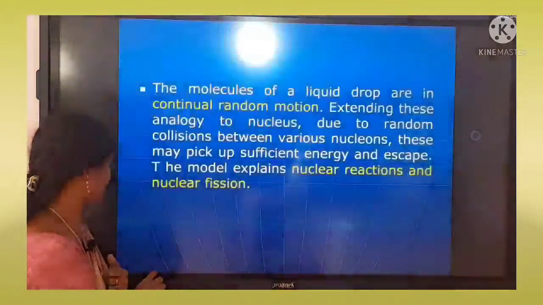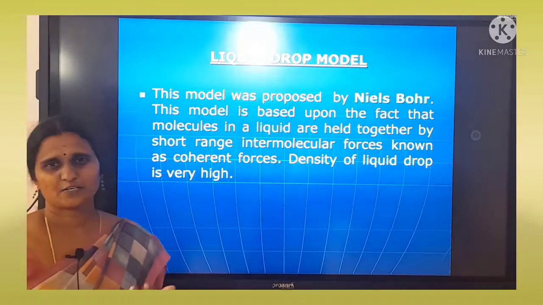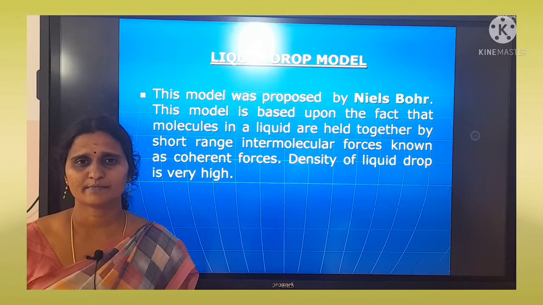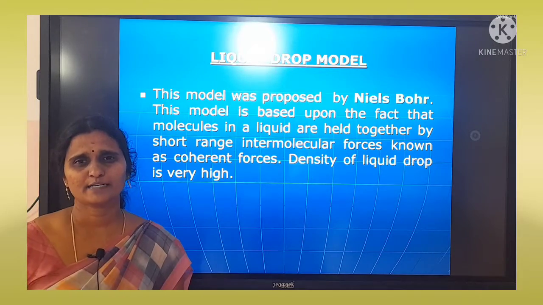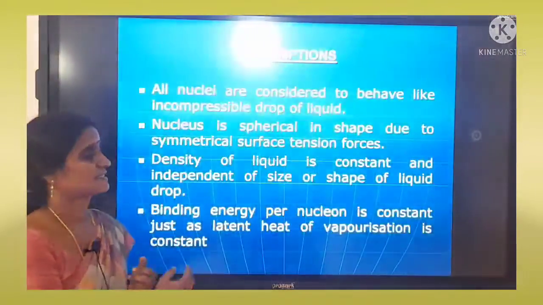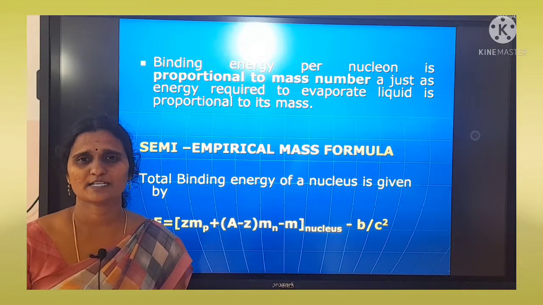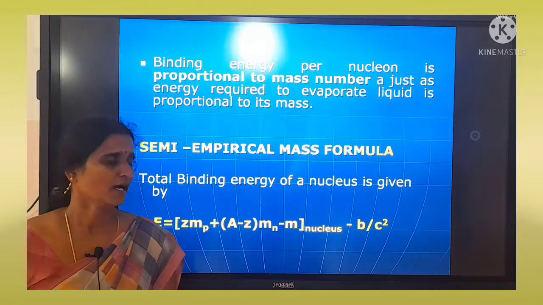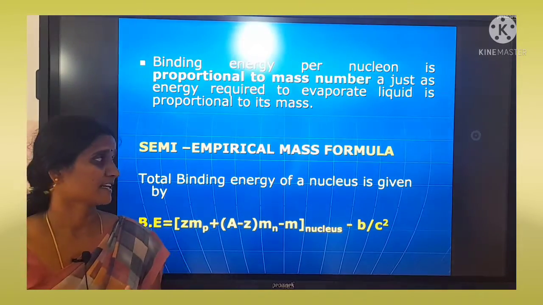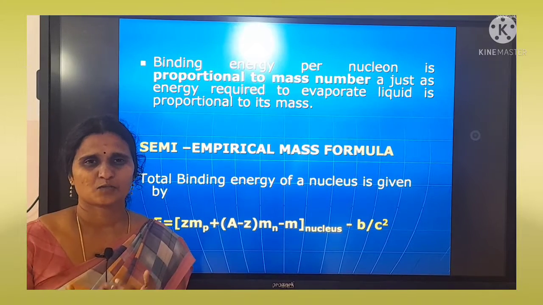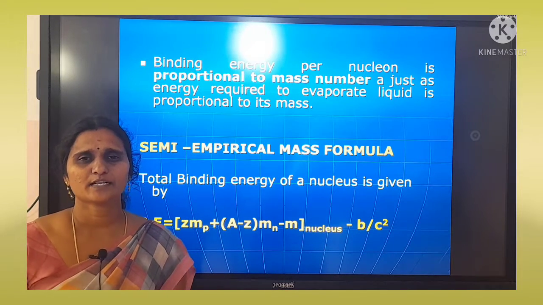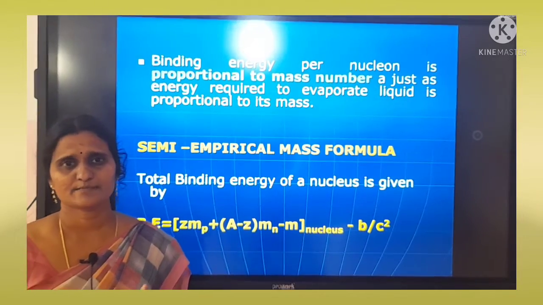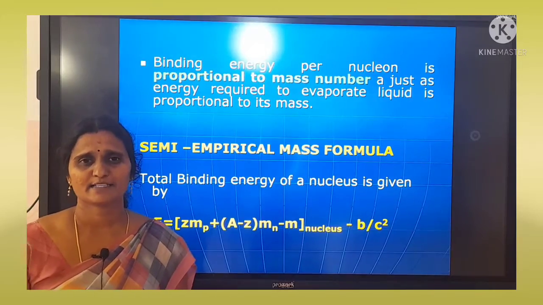Next is the liquid drop model. Already I told you this model was proposed by Niels Bohr and he found some similarities between the liquid drop and the nucleus. Then he made the following assumptions. First, the nucleus is spherical in shape, its density is independent of its volume, and its nuclear forces exist only within a certain range. It will break up into two nuclei, that is nuclear fission, and fusion is also explained by this model. These are the assumptions he made.